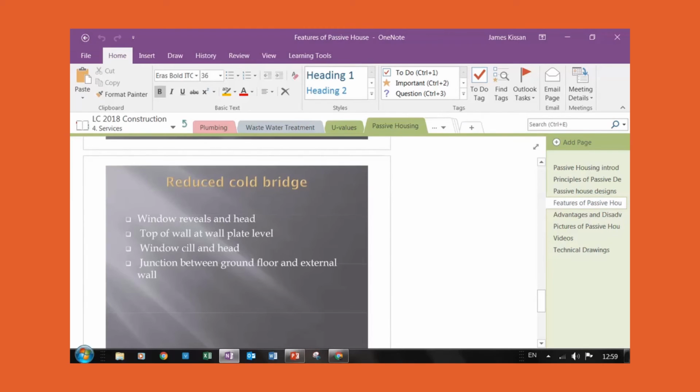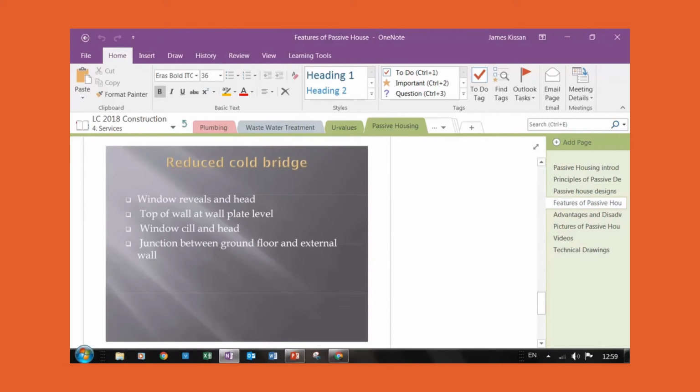Now, the next thing then is to reduce cold bridging. So we'll look at cold bridging later on. So window reveals and heads. Then what we have is the top of the wall at the wall plate level. So we'll look at that. Then you have your window sill and, we'll say, the head of your window.